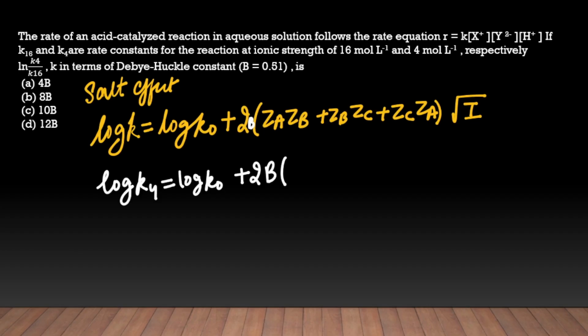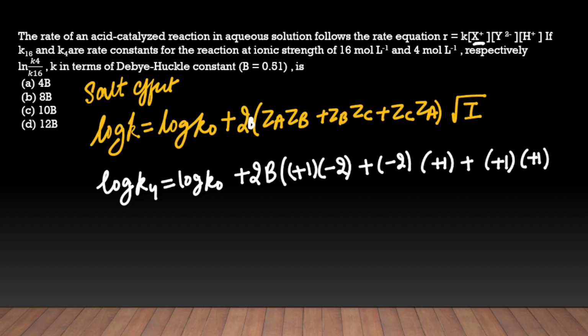Okay, so ZA, that is the charge on the ionic species 1, which is given as plus 1. Next is the charge on the second ionic species, which is minus 2. So minus 2 will come, plus ZB, which is minus 2, ZC, which is the charge on the third ionic species, which is plus 1, plus ZC, which is plus 1, and ZA, which is again plus 1, into the root of the ionic strength, which is 4 in this case, right?